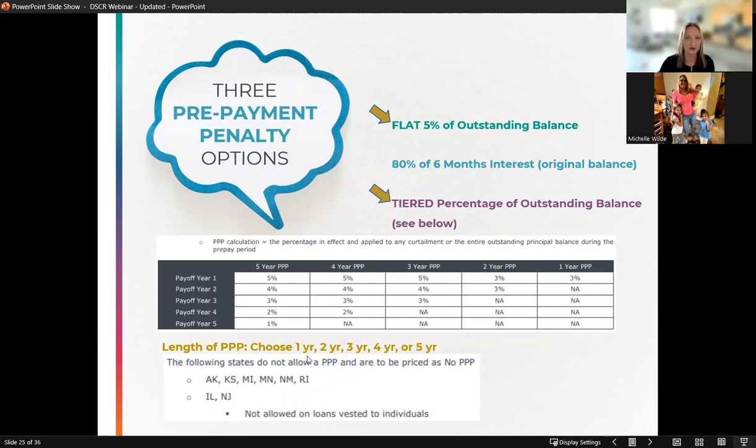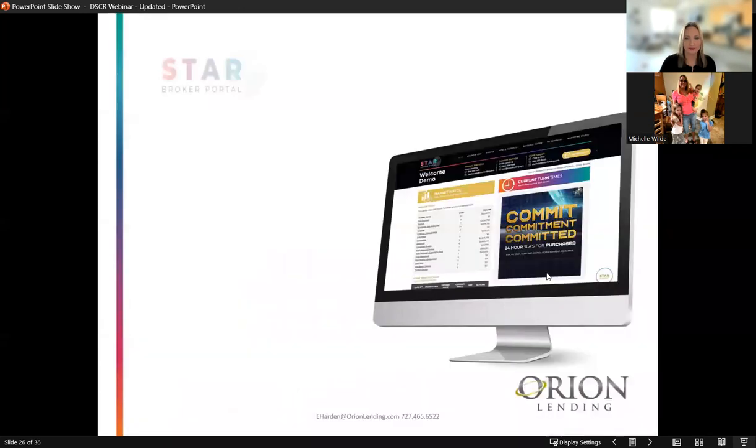The only time you can do no prepayment penalty on these is if the state does not allow it. That's the only time. Otherwise, you have to choose a prepayment penalty.